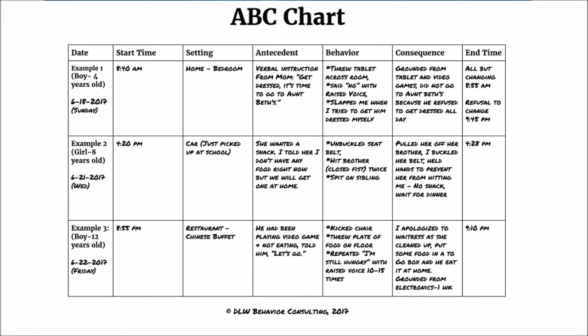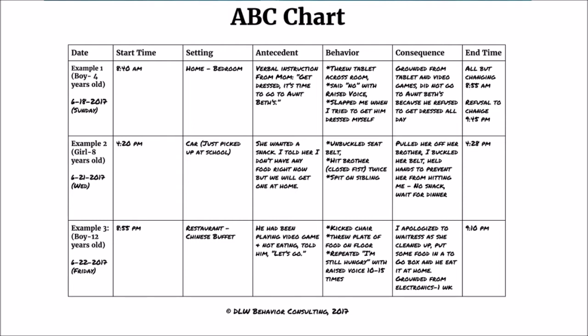So you're going to have a start time. It can be approximate. And the setting, home, bedroom, pretty self-explanatory. And these are very helpful because every single thing in here has something to do with what's going on with your child and where the behaviors might be coming from. Okay, so antecedent, all that just means is what happened before the observable behavior occurred. So sometimes that's a little hard to figure out, but do your best.